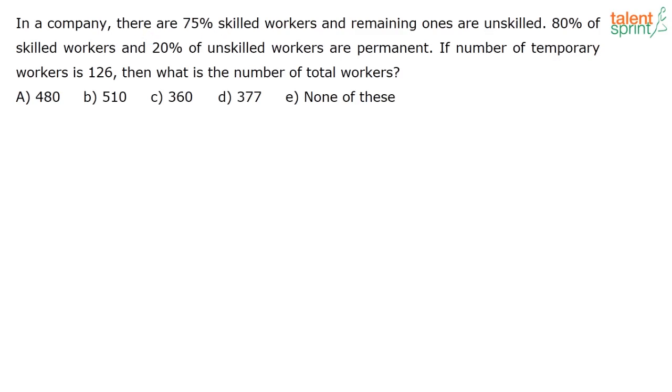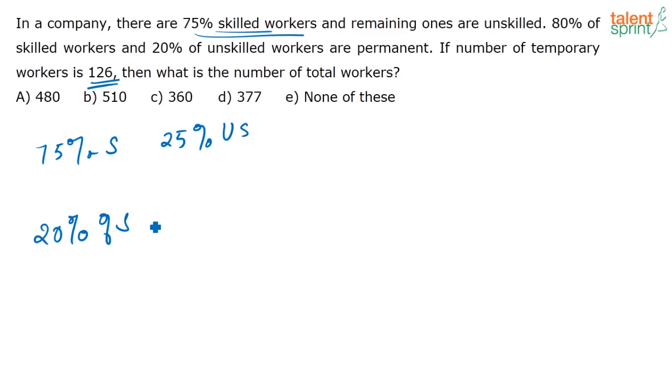Now what is given? There are 75% skilled workers, and the remaining are unskilled. So totally we have 75% skilled and 25% unskilled workers in a company. 80% of the skilled workers and 20% of the unskilled workers are permanent. And they have given us how many temporary workers there are. So what can we say about temporary workers in terms of percentage? See, 80% of the skilled workers are permanent. So what percentage of the skilled workers are temporary? 20% of the skilled workers are temporary, correct?